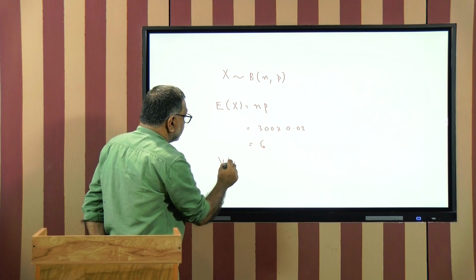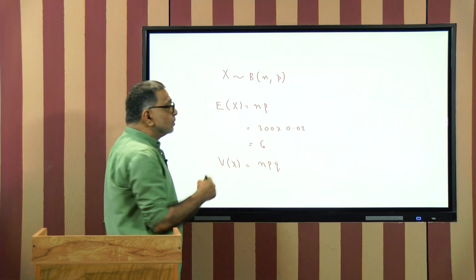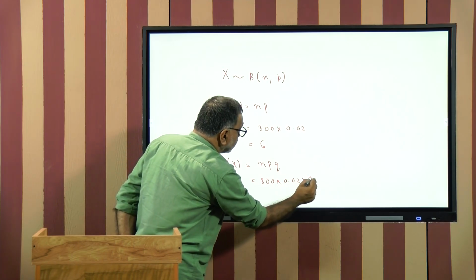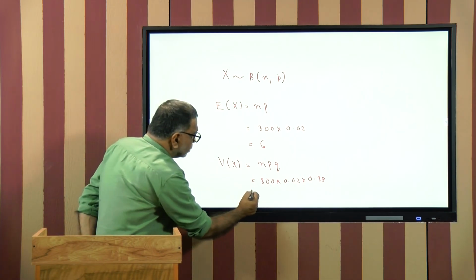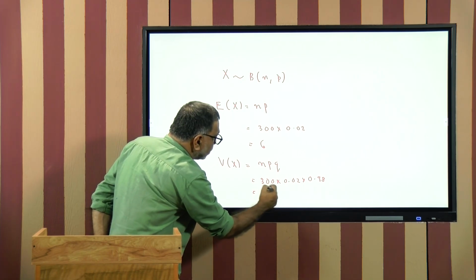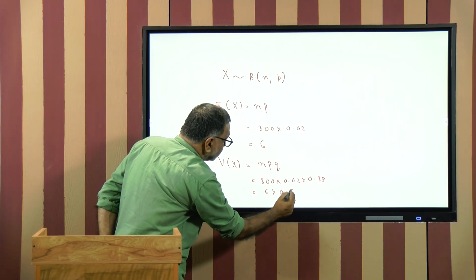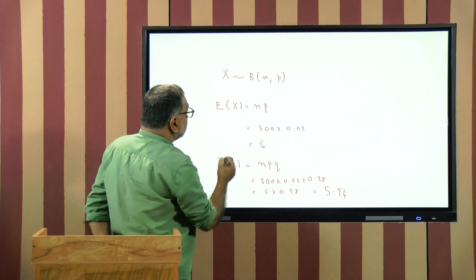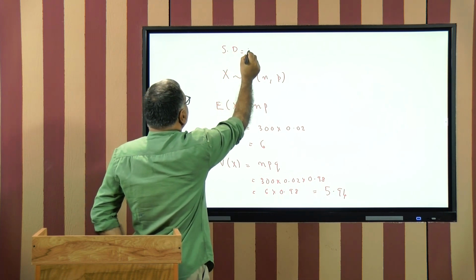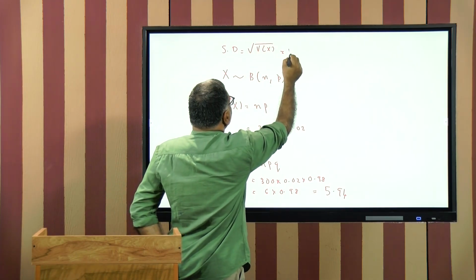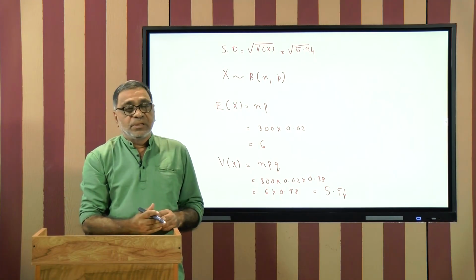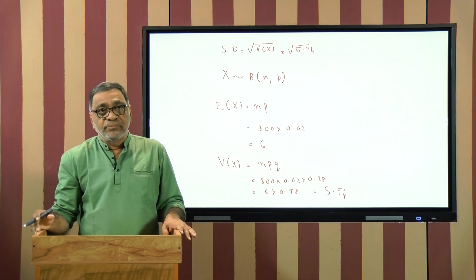Similarly, variance of x is npq, and substituting here 300 into 0.02 into q is 0.98, that is equal to 0.98 into 6, since we already have the value 6. That is 5.94. So what is the standard deviation? Standard deviation is the square root of variance of x, or square root of 5.94. This is the way we calculate the mean and variance of that particular random variable, if we assume that it follows binomial.